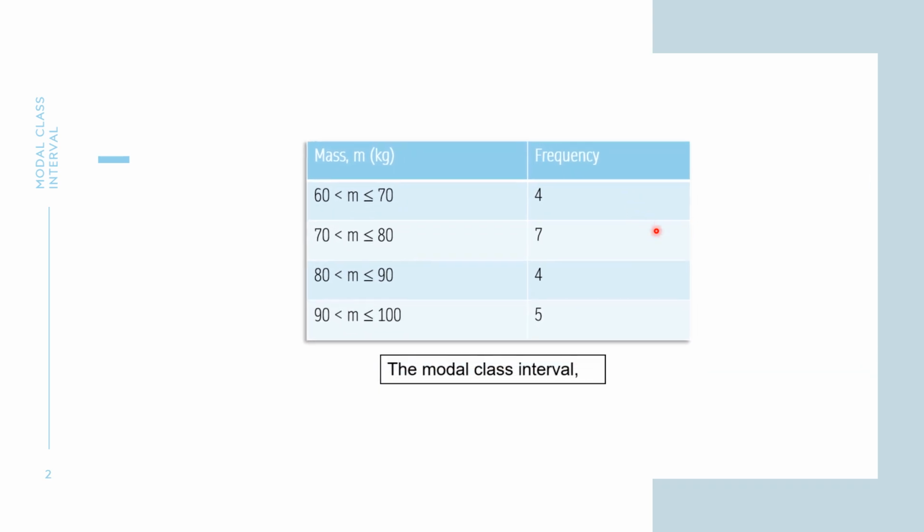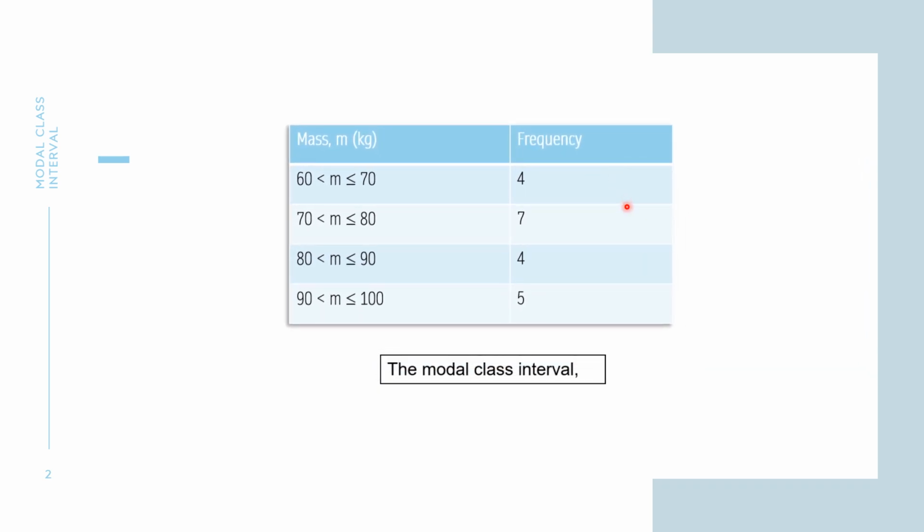So the modal class is basically the class which has the highest frequency. In this case, it'll be 70 < m ≤ 80 because it has the highest frequency.